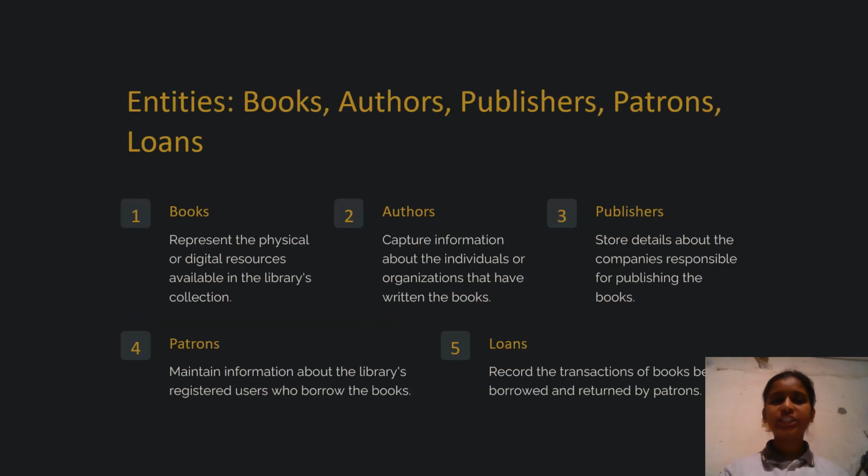Now let us look at each and every key entity in a library database. The first one is book. Books represent physical or digital resources available in the library's collection. The second one is authors, which capture information about the individuals or organizations that have written the book. The third one is publishers. They store details about the companies responsible for publishing the books. The fourth one is patrons, which maintain information about the library's registered users who borrow books. The fifth one is loans, which record the transactions of books borrowed and returned by patrons.